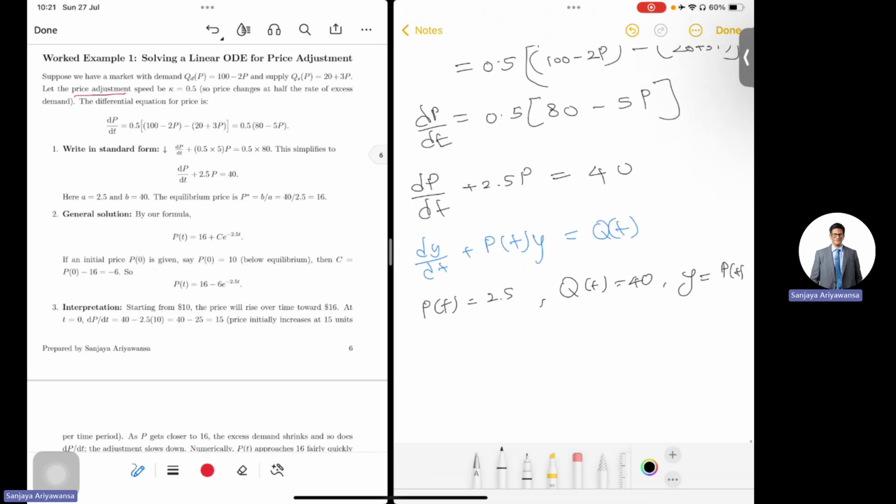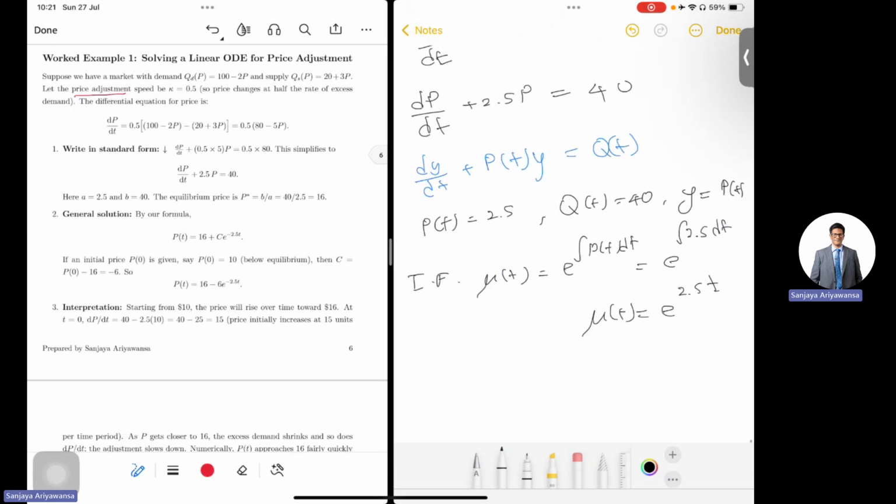Right. So what is step number two? Step number two is figuring out what the integrating factor is. The integrating factor is given by mu of t equals e to the power integral of p of t dt. So what is p of t? It's simply 2.5 dt. So mu of t is given by e to the power 2.5t.